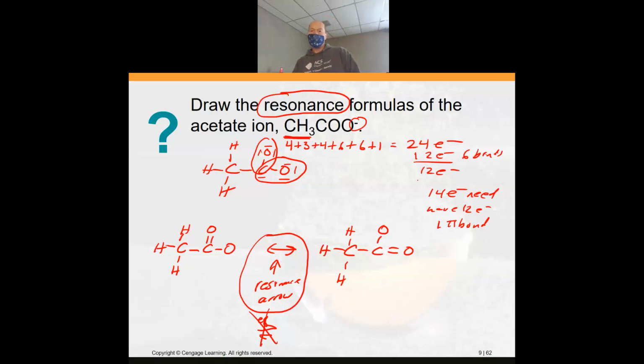All right, so we have to subtract 2 electrons for the pi bond. So now we have 10 electrons, and that is the perfect number to give everything an octet. 2, 4, 6, 8, 10. Now everything has an octet.